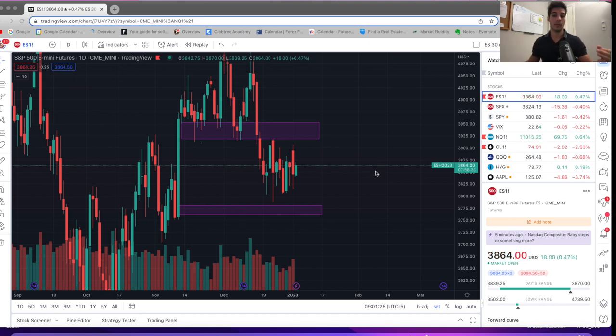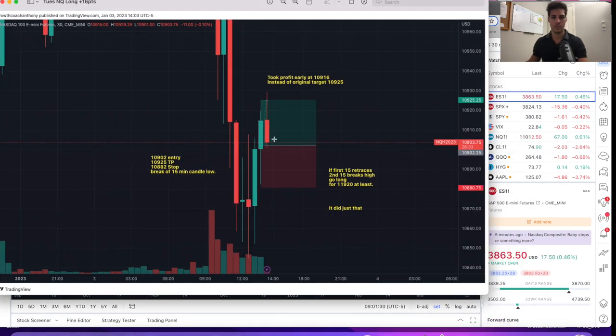So we're going to talk about a 5 and 15 minute trade that I took on NASDAQ. It was a long yesterday. We were trending down all day and the 30 minute created a bullish market structure shift higher. This is the 30 minute chart, by the way. Once we created this first 30 minute candle around 2 p.m., then on this next 30 minute candle, I wrote this down right here: if the first 15 minute retraces, second 15 minute breaks this high, go long for at least resistance to the left.